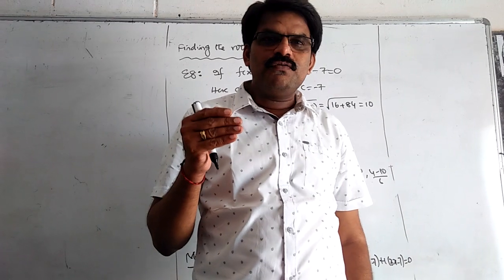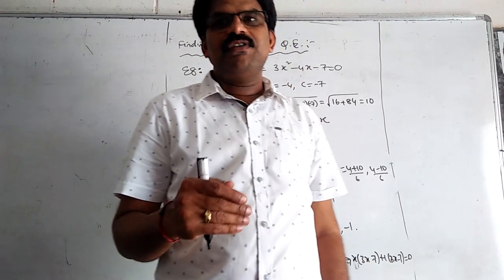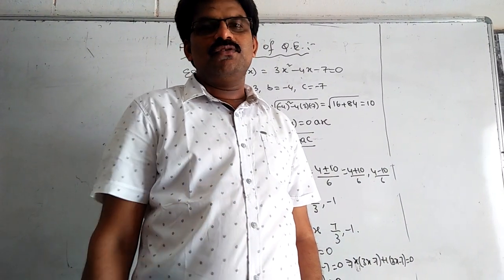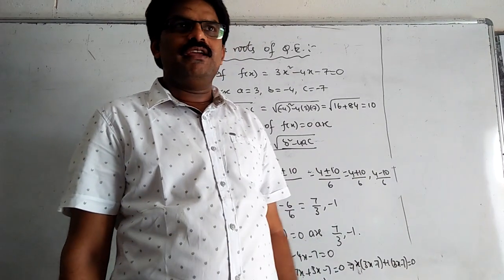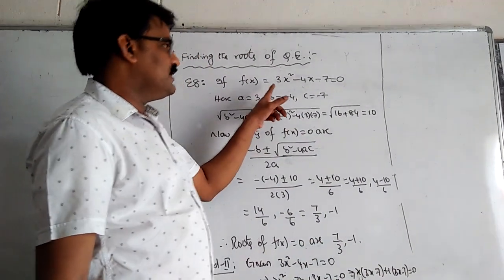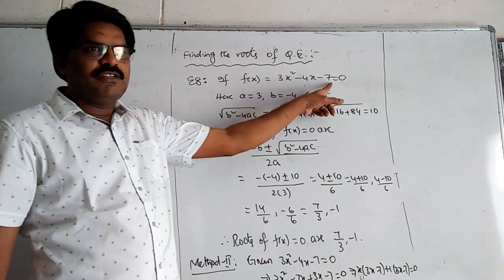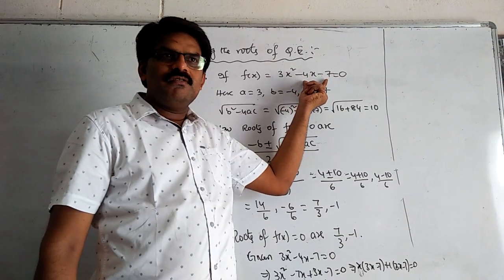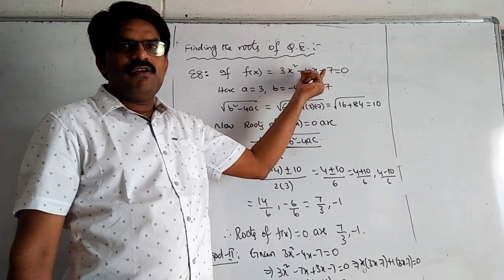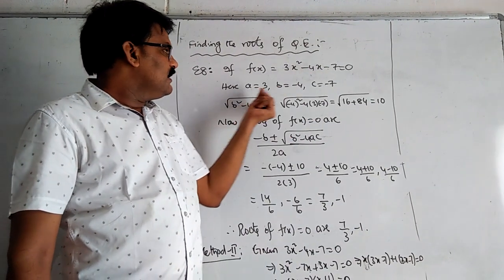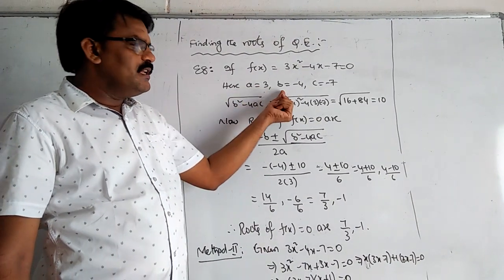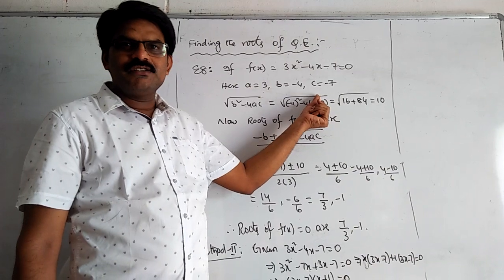We get the values of x. The x values are minus b plus or minus root over b square minus 4ac by 2a. When a problem is given like this, 3x square minus 4x minus 7 is equal to 0, to solve this equation means we are finding the values of x. Here a, b, c are the three values.